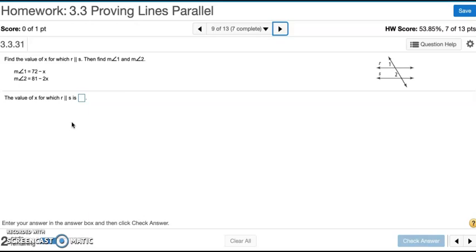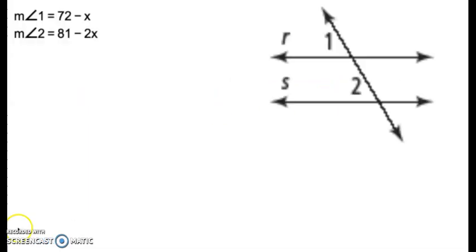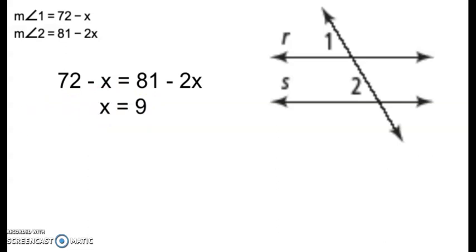Going to number 9. Find the value of x for which R and S are parallel. Then find the measure of angle 1 and the measure of angle 2. Okay, so let's take a closer look at that. Angles 1 and 2 are corresponding angles, and if R and S are parallel, then 1 and 2 are equal to each other. So let's set these equal to each other. Now we add 2x to both sides and subtract 72 from both sides. That gives us x equals 9.